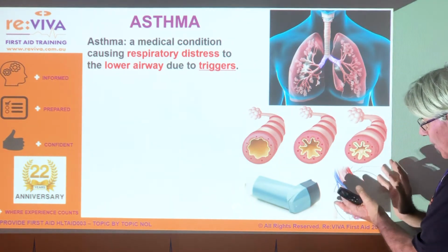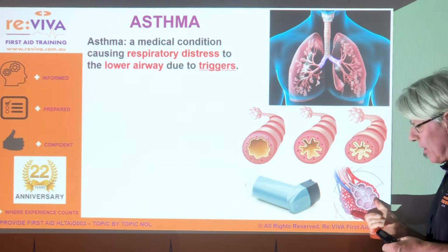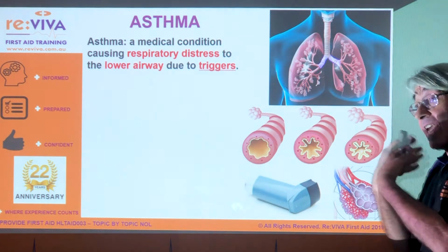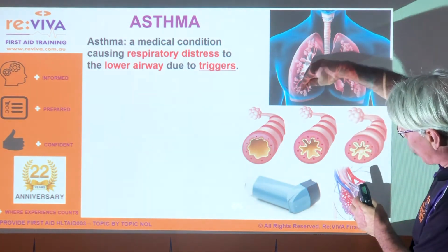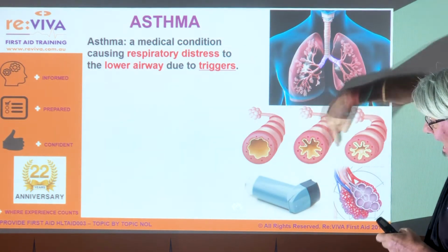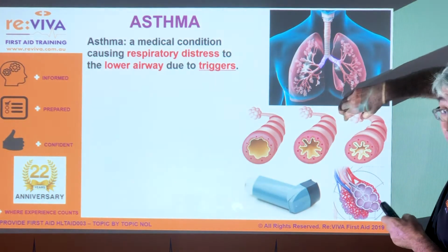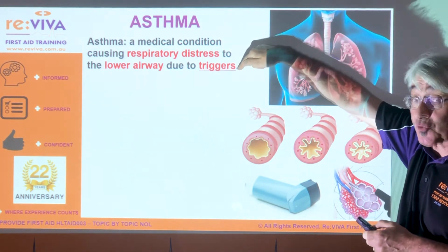Now, around the alveoli, these air sacs, are millions of small blood vessels called capillaries. And it's at this level where oxygen is taken up and carbon dioxide is given off. Asthma is a problem all the way down into this last little duct, which is preventing air from getting out of the alveoli. So it's a respiratory condition of the lower airways due to triggers.